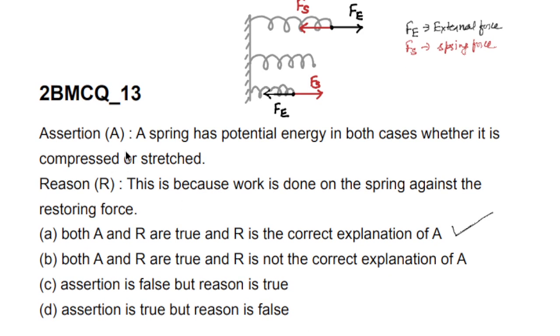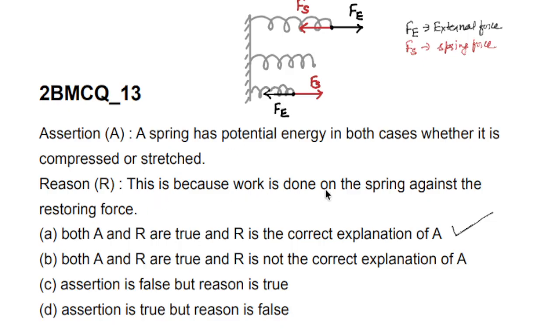Assertion: a spring has potential energy in both cases, whether it is compressed or stretched. That is true. See, if this is the normal spring length, and if we stretch it, the external force shown by Fe will be in this direction, and the spring will start opposing it. It doesn't want to get stretched, so the force will be like this, right? So it will have that potential energy. And even in the case where we are compressing it, the spring force will act on the opposite side. So again, we will have the potential energy.